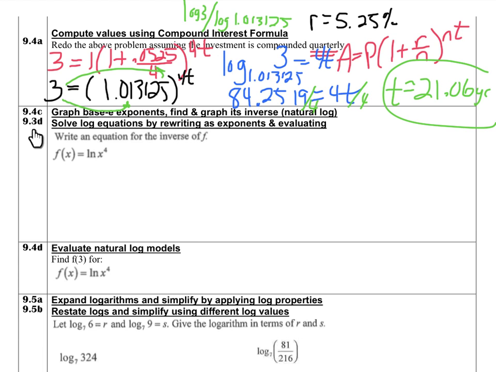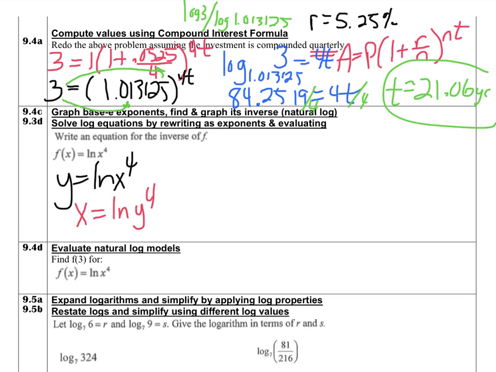9.4c and 9.3d, graph base e exponents, find and graph its inverse, or solve log equations by rewriting as exponents and evaluating. So here they want us to write an equation for the inverse of f. So again, f of x is just our y value, and here's what we have. To find the inverse, we know we just flip-flop our x and our y. So now we have this.